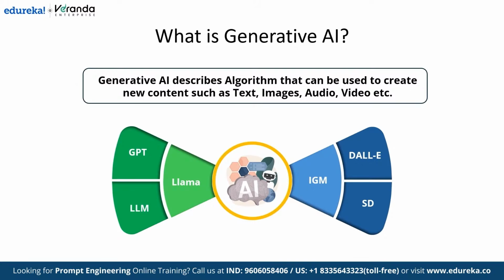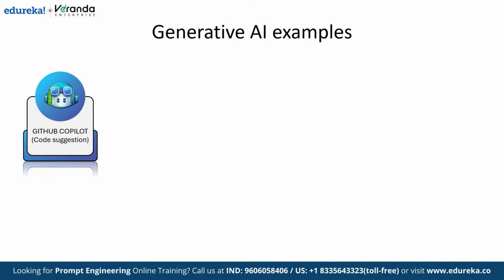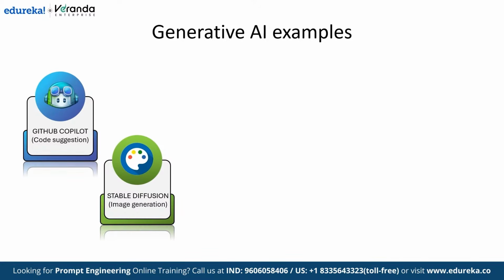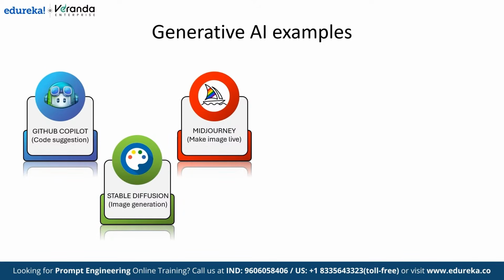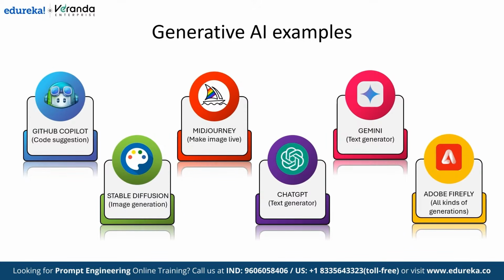But let's look at some of the popular tools driving this innovation. Some of the standard tools in generative AI include GitHub Copilot, which assists developers with code suggestions, and ChatGPT for text-based interactions. Image generation tools like Stable Diffusion and Midjourney help creators bring visual concepts to life. Google's Gemini merges text and image capabilities, while Adobe Firefly extends AI's reach to creative suites. So, if you want to know how to use these tools, then check out our Generative AI examples video link in the description.